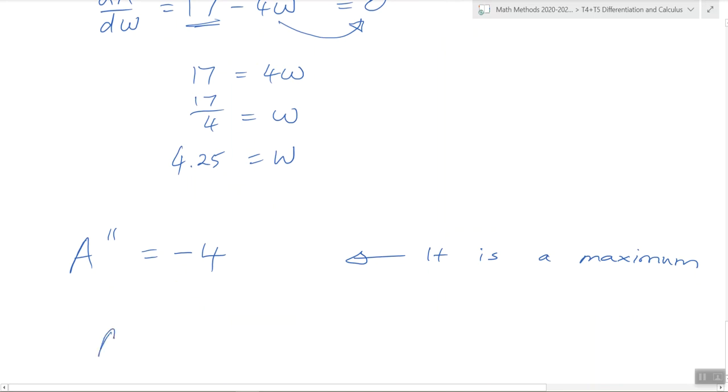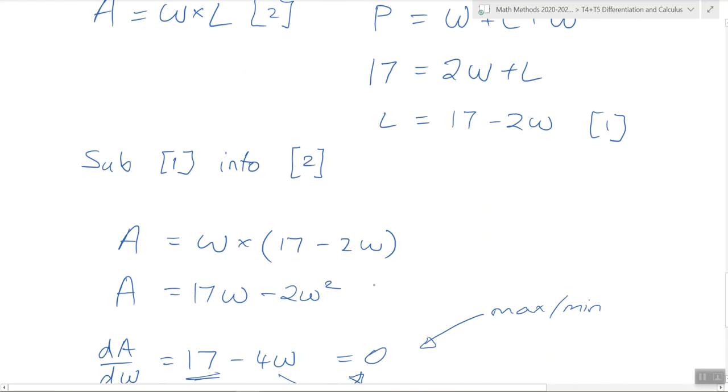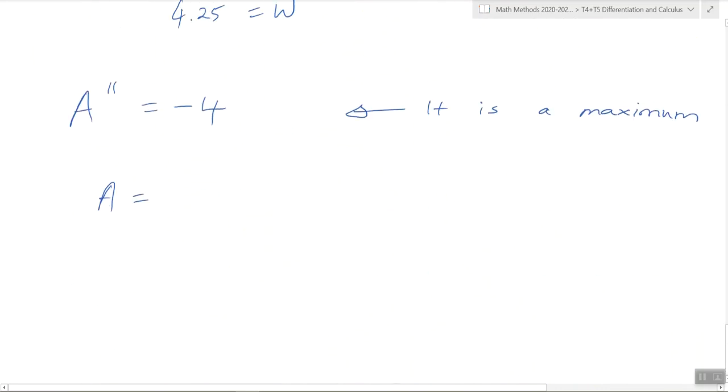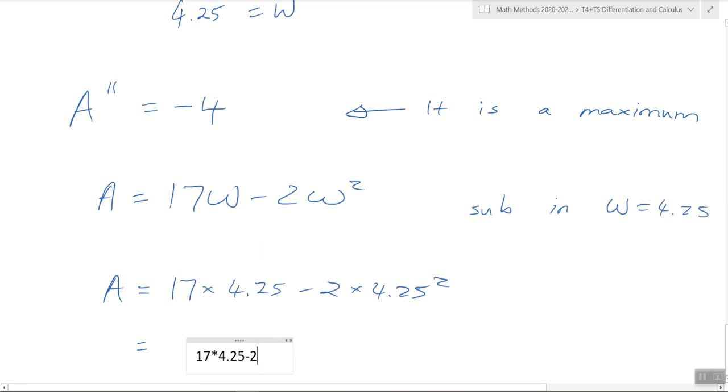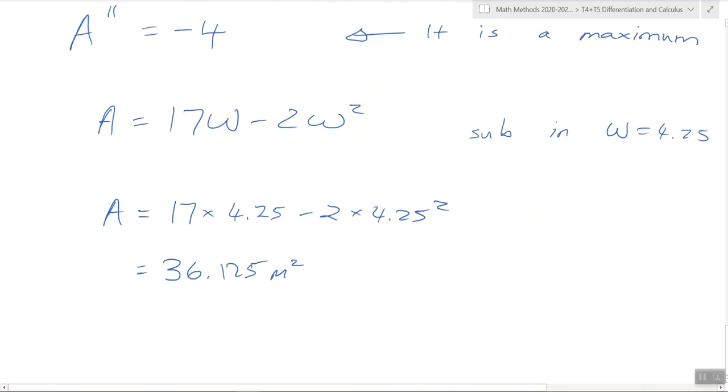We can use the width we found in the original equation, just like the rugby question, to find the maximum. So we're subbing it into here. I'll rewrite it in case I went too quickly. So I'm subbing in W equals 4.25. Okay, so my maximum area in meters squared is 36.125. I don't know what the legal area for a chicken is, but hopefully that's enough.